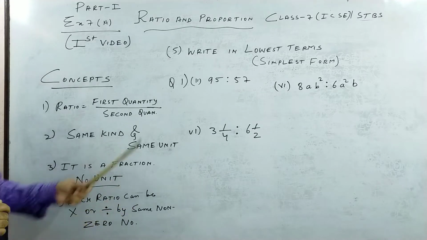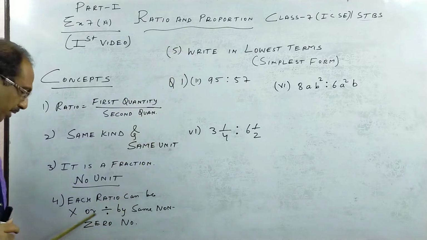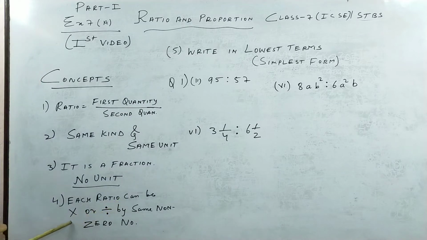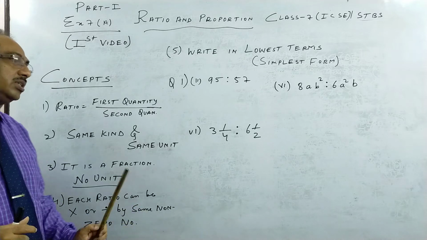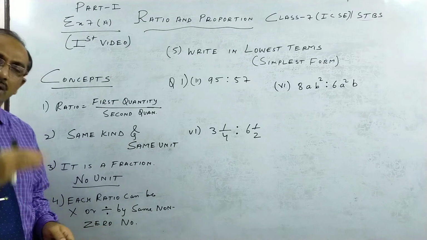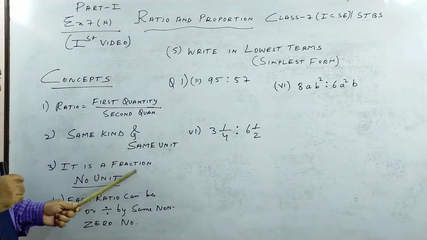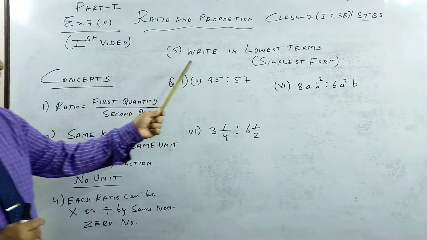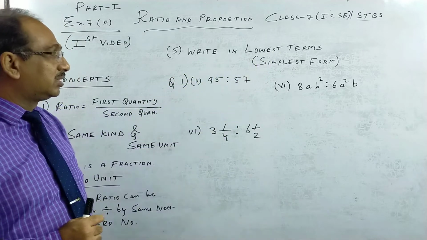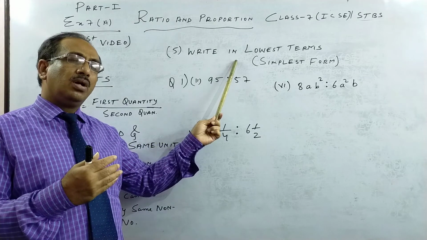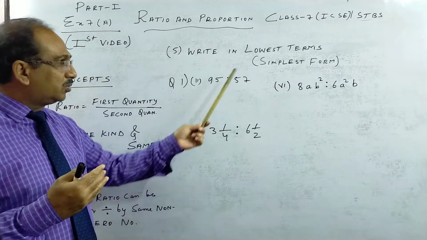Each ratio has a very important property, I'll show you over here. The last two properties, 4 and 5, are very important. Each ratio can be multiplied or divided by the same non-zero number. So you can multiply and divide a ratio and nothing happens. You have to do it to both the numerator as well as the denominator. And the last thing, always write in the lowest or simplest term, so always cancel with the HCF and you get it into simplest or lowest term.